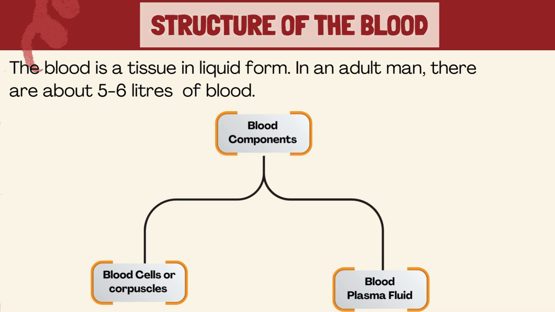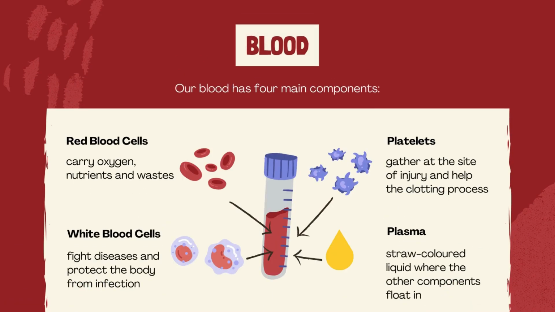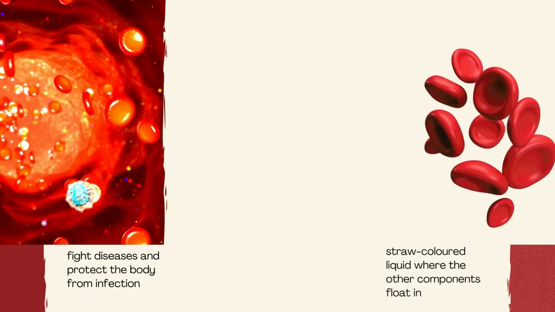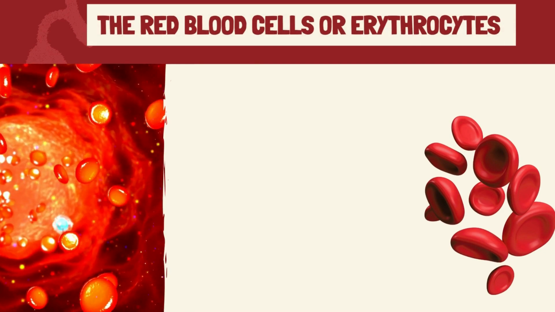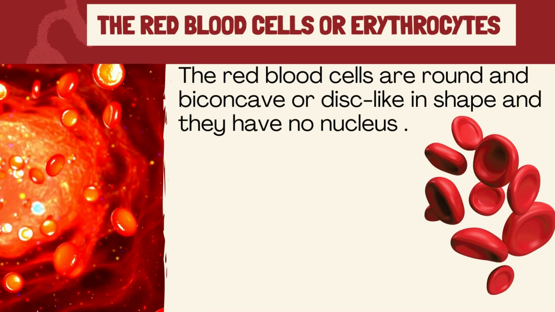There are three types of blood cells or corpuscles, which include red blood cells or erythrocytes, white blood cells or leukocytes, and the blood platelets, also called thrombocytes. The red blood cell or erythrocyte.